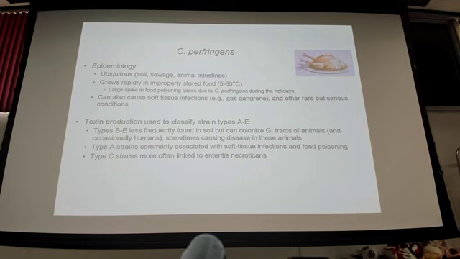Clostridium perfringens, what are some things that can be caused by this organism? Some diseases, infections. Oh, yeah, yes, food poisoning. Gas gangrene, food poisoning, yep. And there's another one that's really nasty. Necrotizing enteritis, yes, yep.